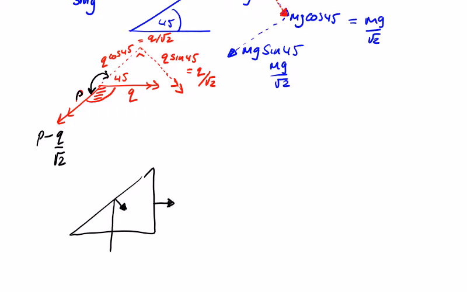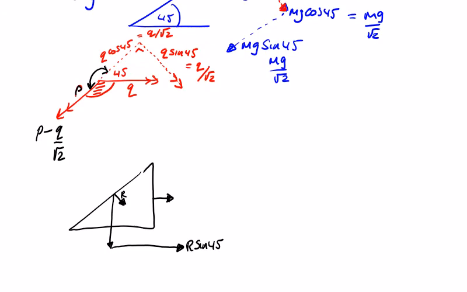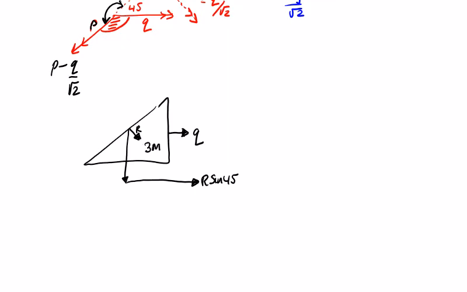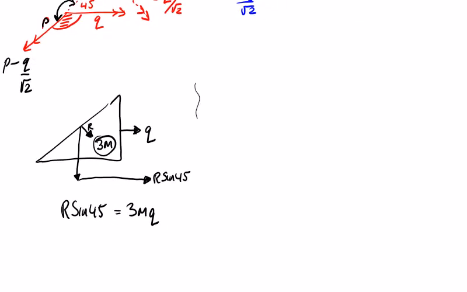So that's R. This is going to be adjacent to the angle going down this way, and this is going to be opposite the angle going this way, so it's going to be R sine 45 is the force moving in that direction. Q is the acceleration, and the mass is 3m. So simple enough, R sine 45 is equal to 3mQ. So that's the wedge. There'll be two equations for the particle.